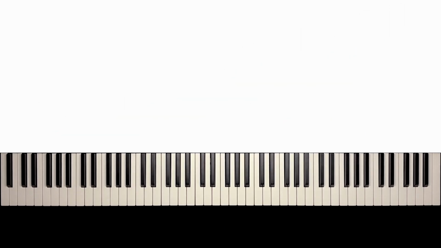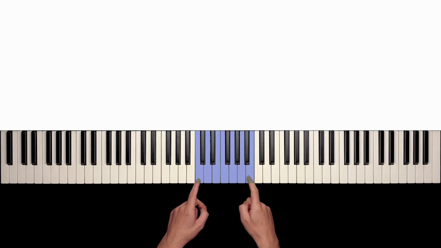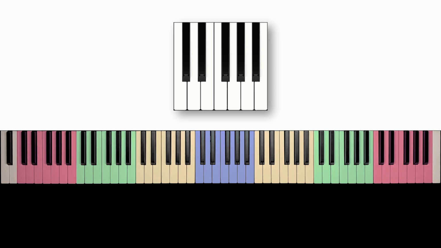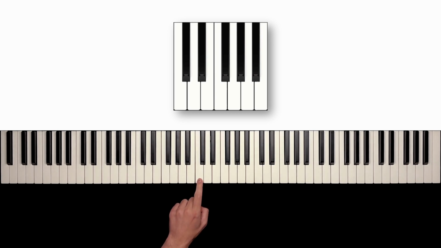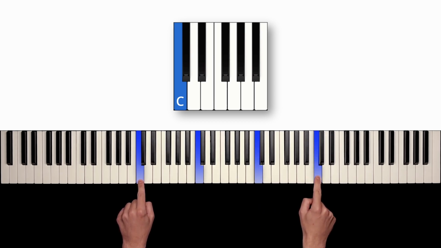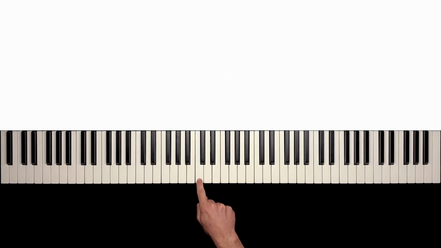The next important thing to notice is that the keys are arranged in a repeating pattern of 7 white and 5 black keys. Thanks to this structure, we can easily identify each key by its position in this layout. For example, the white key on the left side of the 2 black keys is a C. This is true across the entire keyboard. So this is a C, and this is a C, and this is a C. There are a total of 8 Cs on a standard piano. The one that's more or less in the middle of our keyboard is called middle C.